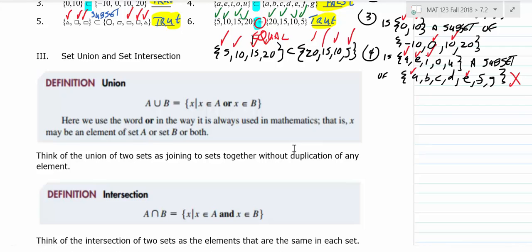Okay, next thing I'm going to look at is set union and set intersection. So again, lots of symbolism on this. When you see this U symbol, that's the symbol for union.